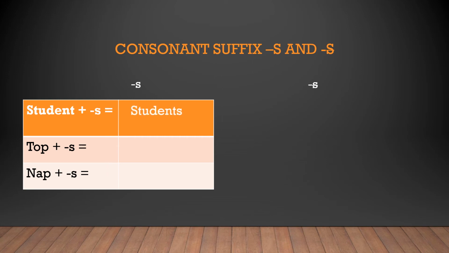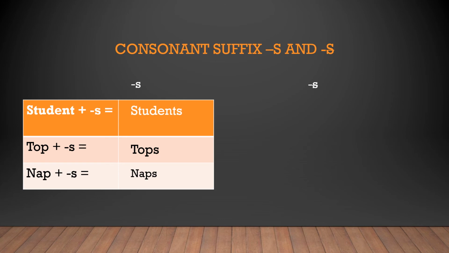Let's try the next word. The base word is top. When we add consonant suffix s, what derivative will we have? Did you say tops? Very good. Our final example is the base word nap. When adding a consonant suffix s, what word would you get? Hopefully you said the derivative naps.